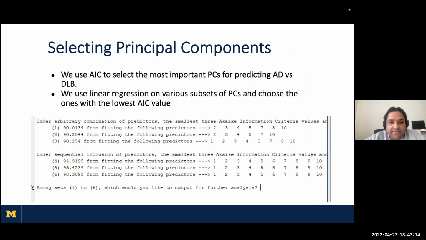After that, we try to select the principal components that can separate, or predict, AD versus DLB. The way we do it is we use linear regression methods on subsets of principal components and choose the one with the lowest AIC. When we do the linear regression, what we found is that the combination of principal components 2, 3, 4, 5, 7, 8, and 10 gives us the lowest AIC score. Which is not very surprising.